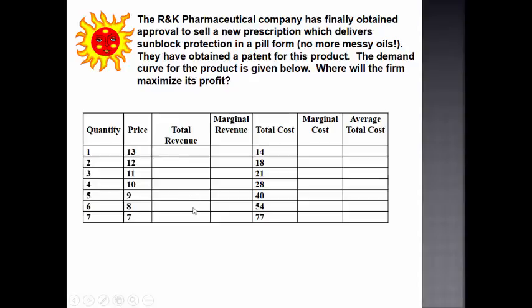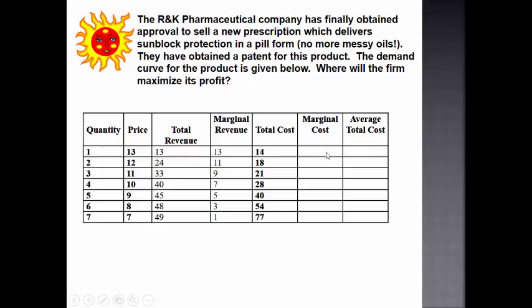So in the case of the monopolist, they will earn a different amount of revenue depending on how many units they sell. So we need to calculate the marginal revenue. If they sell one product at $13, and 2 products at $12 a piece, they get a total revenue of $24. That means there is a marginal revenue of $11 for the second unit. The third unit adds an additional $9 in terms of total revenue.